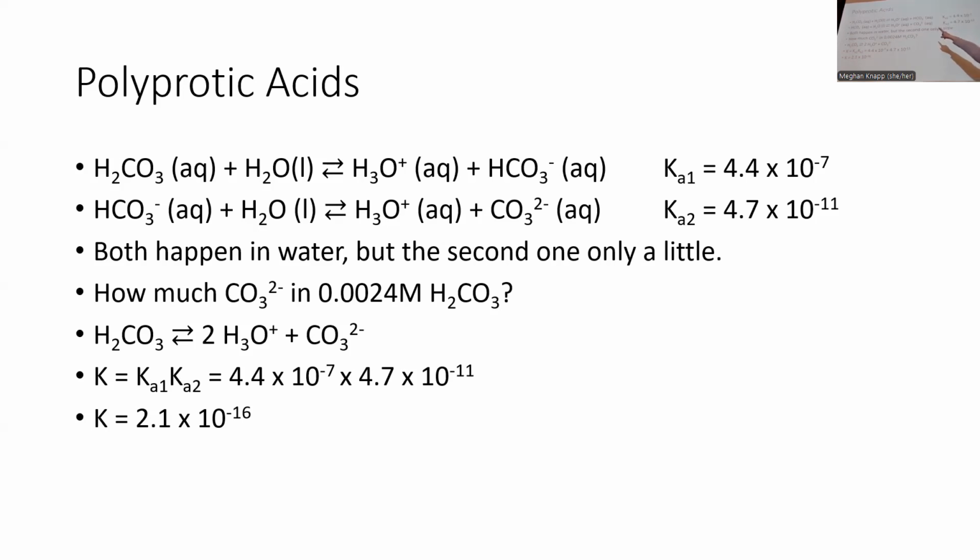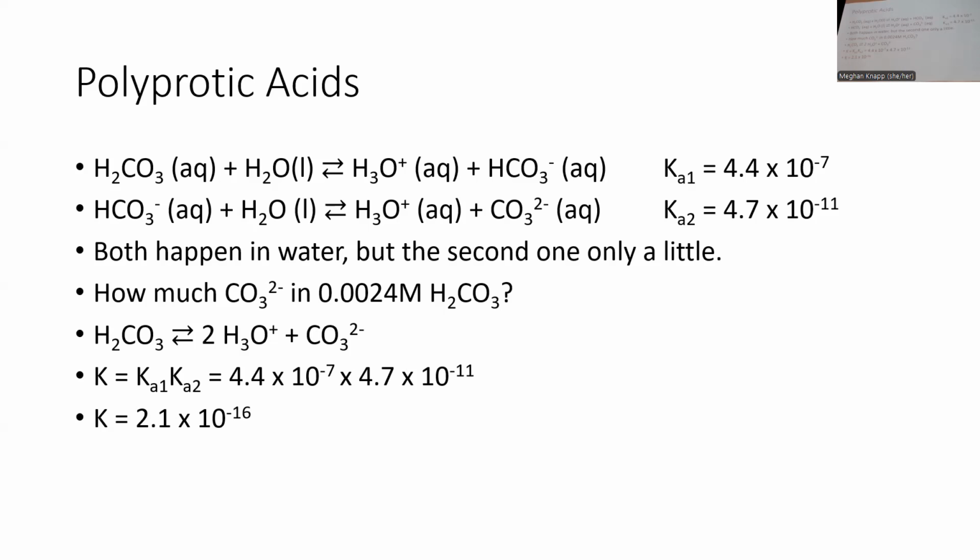Okay, so the first reaction is losing the first hydrogen and forming bicarbonate, and it has this Ka. The second reaction is losing the second hydrogen and forming just carbonate, and it has this Ka. So both are going to happen, but the second one only happens a little because we're only forming a tiny amount of this bicarbonate in the water to begin with. So there's not a lot of that reactant. And this is a really small Ka, so it's going to favor that reactant anyway.